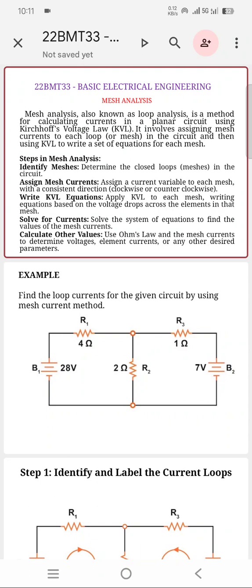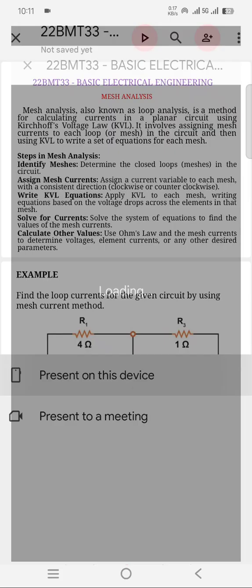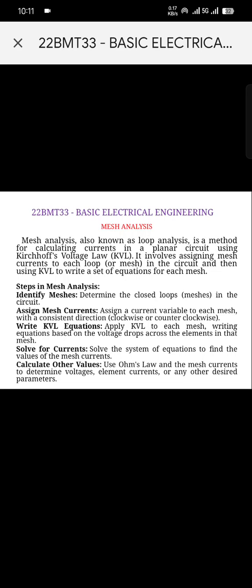Mesh analysis, also known as loop analysis, is a method for calculating currents in a planar circuit using Kirchhoff's voltage law. We well know that Kirchhoff's voltage law says that in a closed loop, the algebraic sum of potential rise is equal to the algebraic sum of potential drop. By using this Kirchhoff's voltage law, we can solve the mesh analysis.